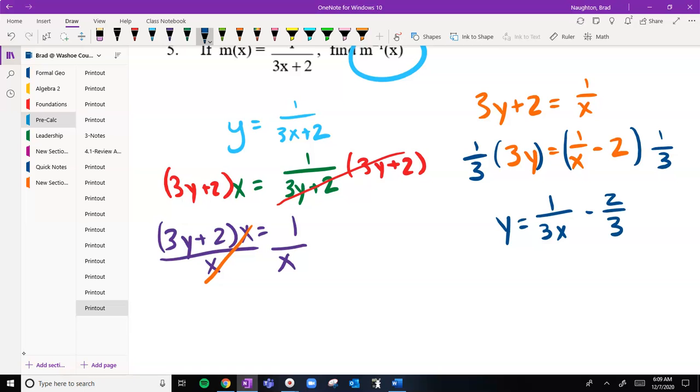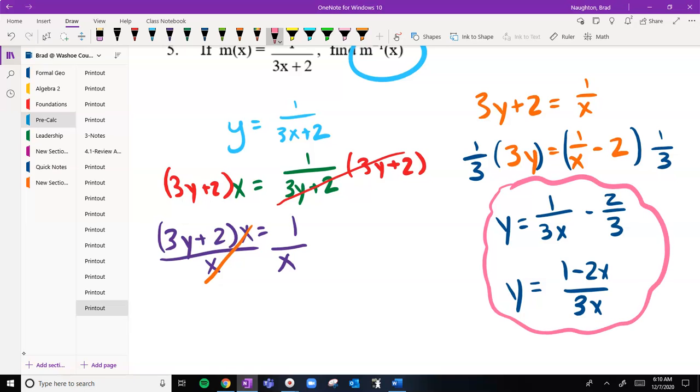Alrighty. Now, ladies and gentlemen, your answer key gives another answer. It's got y is equal to 1 minus 2x over 3x. These are called equivalent. They're the exact same thing. So either way you do this one, either answer version that you have would be correct. So it's totally okay to have one or the other. They're again called equivalent. Same equation, just written a little bit differently. So if you're wondering how we got this answer, totally okay.